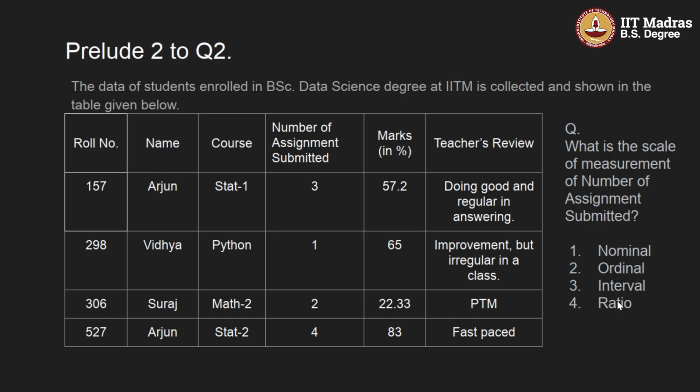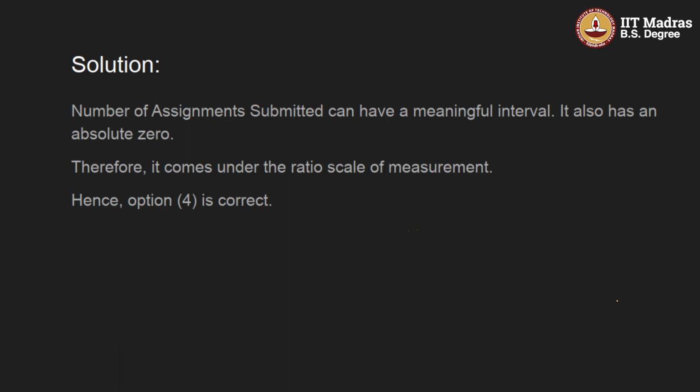Now the next question is, the data of students enrolled in BSc Data Science degree at IITM is collected and shown in the given table. Now the question is, what is the scale of measurement of number of assignments submitted? It is nominal, ordinal, interval or ratio. We know that the number of assignments submitted will be a numerical variable, and for a numerical variable there are two scales of measurement, interval and ratio.